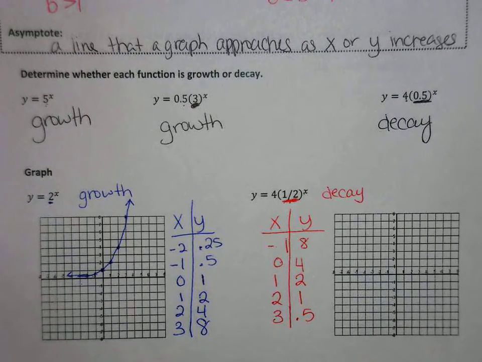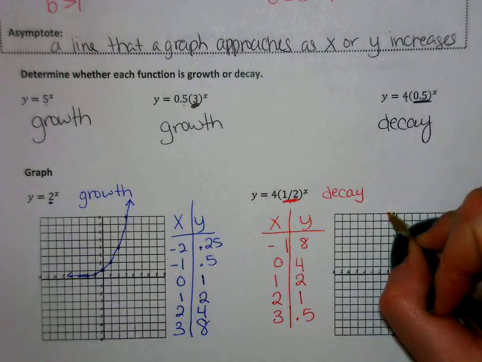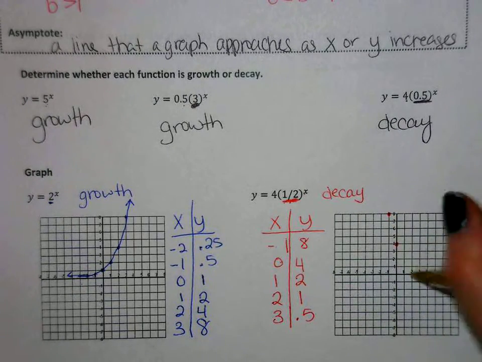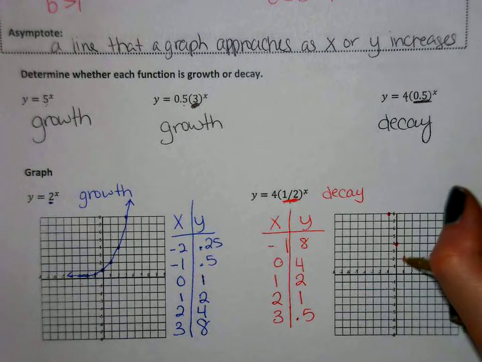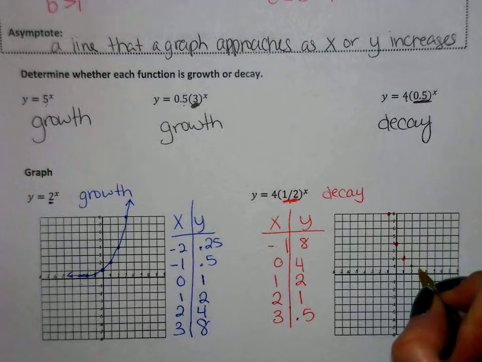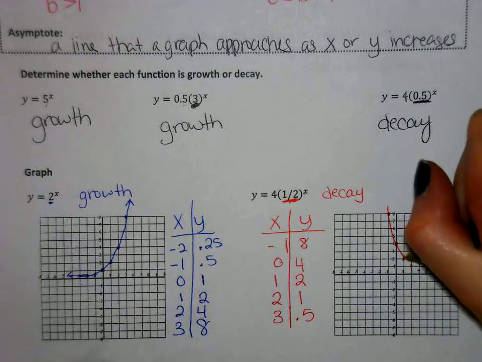So let's graph this and make sure it's going to be a decay. So we have -1, 8, 0, 4, 1, 2, 2, 1, and 3, 0.5. So if we take a look, this is our decay.